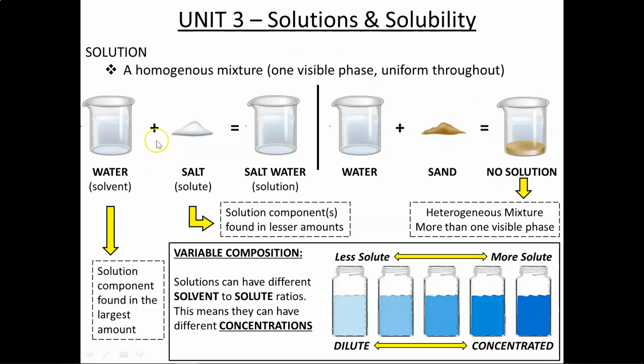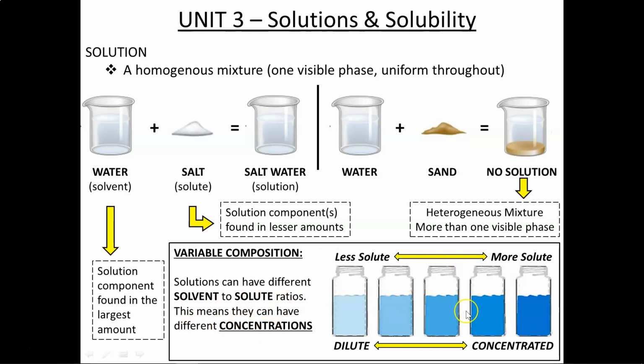The solvent and the solute. The solvent is typically the component in the greatest amount, while the solute is the component found in lesser amounts. So if you want to think of it this way, the solvent does the dissolving, while the solute is the one being dissolved. Solute becomes a solution. Now solutions are said to have a variable composition, meaning they can have different solvent to solute ratios. As such, they can have different concentrations.